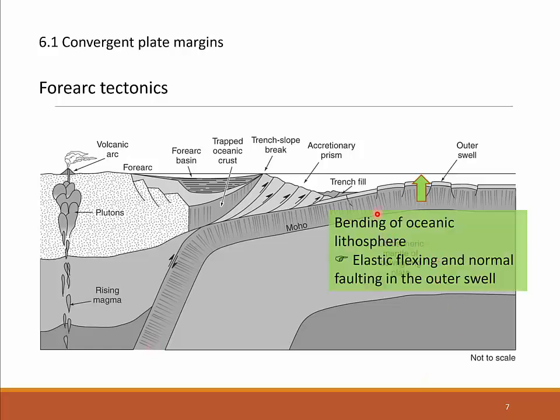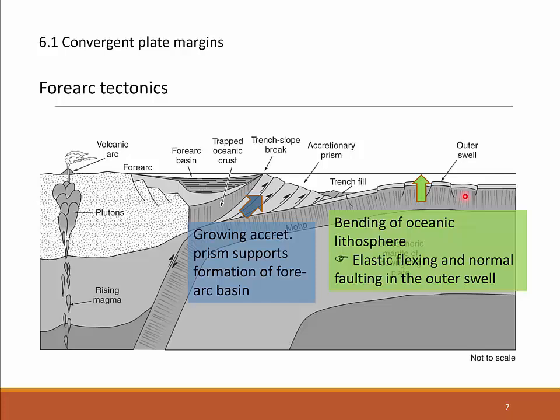The rise of the outer swell is a response to elastic flexing that results from the bending down of the lithosphere into the subduction zone. This is in principle an elastic response, but when the elastic limit is exceeded and permanent deformation takes place, we might form extensional faults in this area, creating these horst and graben features that we see here.